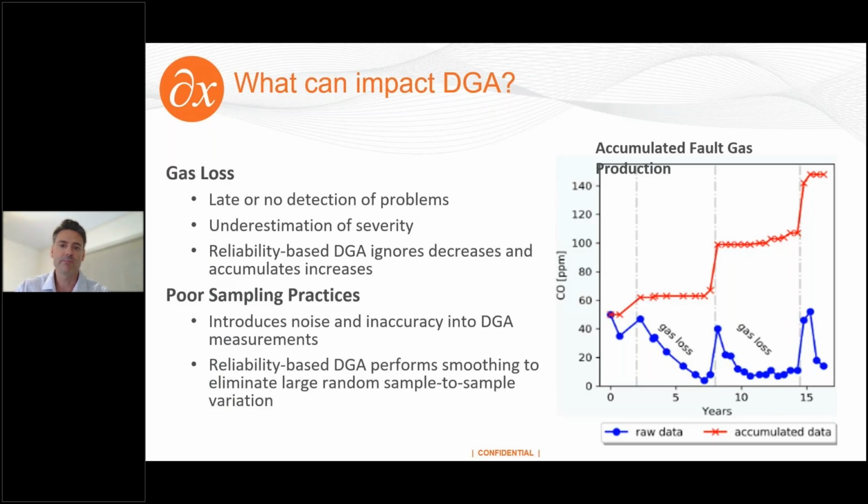And the other big thing that can impact reliability-based DGA and DGA in general is poor DGA sampling practices. So if you lose gas from the oil samples in the transformer or in a test tube, it will introduce noise and inaccuracy into DGA measurements. Furthermore, collection of oil samples that are not representative of the bulk of the oil in the transformer, or careless handling, introduces huge levels of variation in the data. So reliability-based DGA does perform smoothing to eliminate large random sample-to-sample variation. However, no amount of massaging the data can restore information that is lost or missing due to poor data quality.